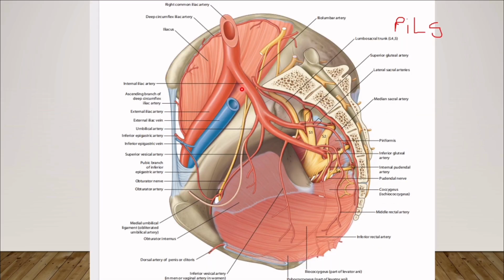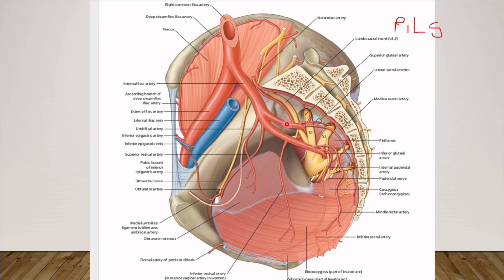Again, another diagram. The common iliac artery divides into two at the level of the pelvic brim. External, internal. Internal goes into the true pelvis and becomes the major artery of the true pelvis. The internal iliac artery has an anterior and a posterior branch. These branches, they have parietal divisions and visceral divisions. The parietal division will supply muscles and related structures. The visceral divisions will supply the pelvic organs.